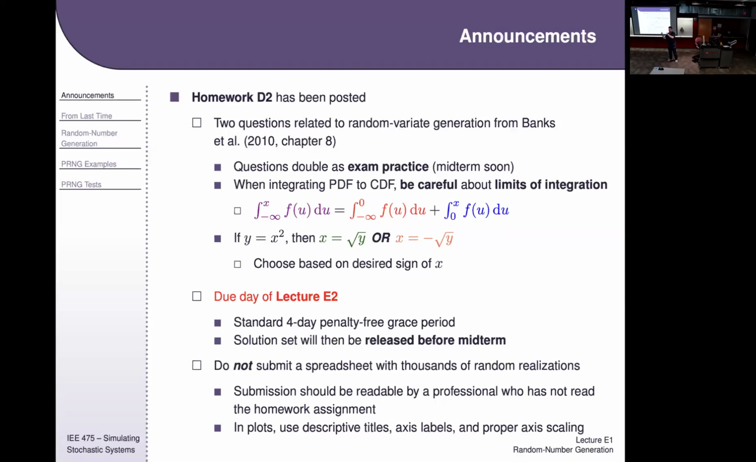You may have generated your realizations in a spreadsheet, and you might want to turn in the spreadsheet as a part of showing your work, but what should be in your main homework document is what we asked for, which is a histogram of the realizations to verify that it has the right shape and so forth. And then, of course, in your plots, use descriptive titles, label your axes, do proper axis scaling. Like I said, mathematicians don't use units, engineers do. We label our plots because units really matter, so practice that.